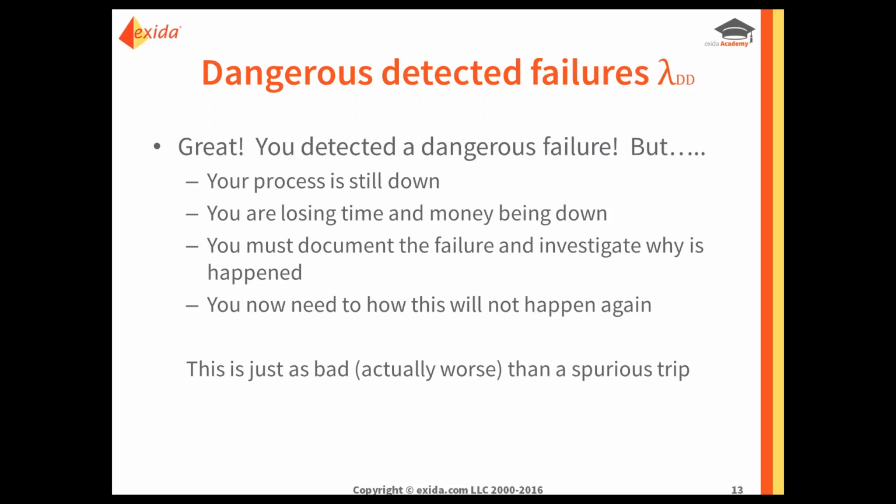This time, with it being a dangerous failure, it's going to probably be a further investigation or a more in-depth investigation. It's more important that you investigate why. And you also need to figure out how this will not happen again. What can you make sure you do so that you don't have a dangerous failure happen again? And this is just as bad, or actually worse, than a spurious trip.